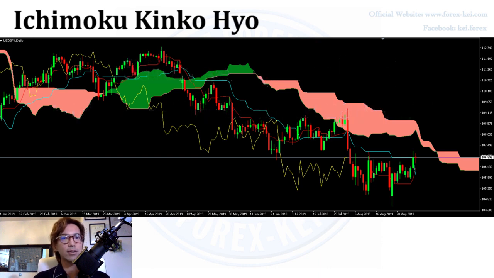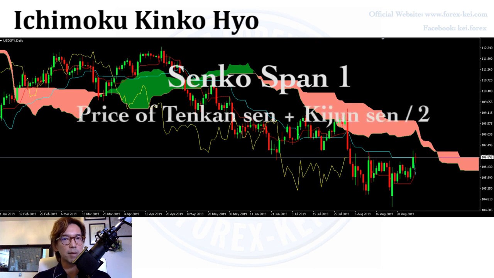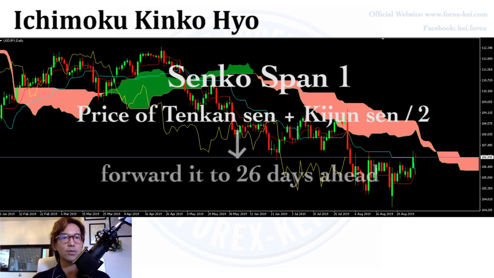Then there's a Senko span 1 and Senko span 2. Senko span 1 is that you take the price of Tenkan sen and Kijun sen, add them up, and divide it by 2. So basically the middle price of Tenkan sen and Kijun sen, right? And you place it 26 days or 26 candles ahead. In Japanese, Senko means preceding, so it's forwarded 26 days ahead from the current candlestick. That's why sometimes it's called lead.